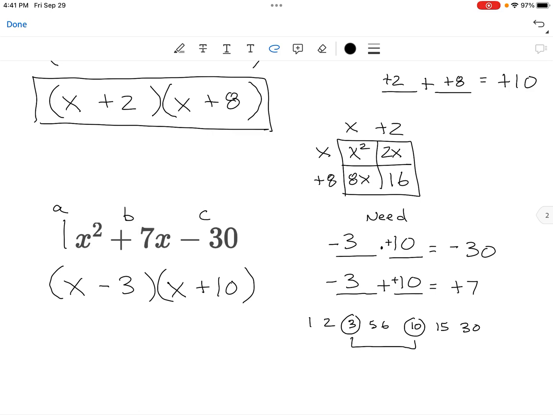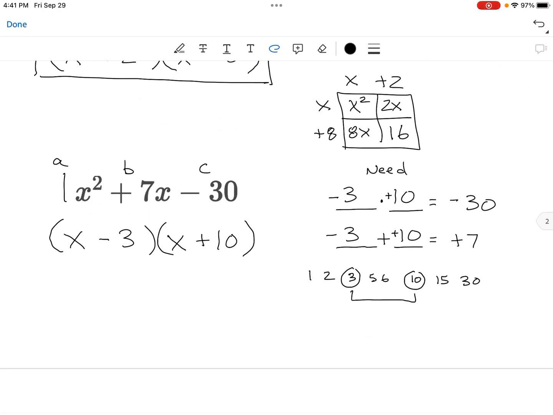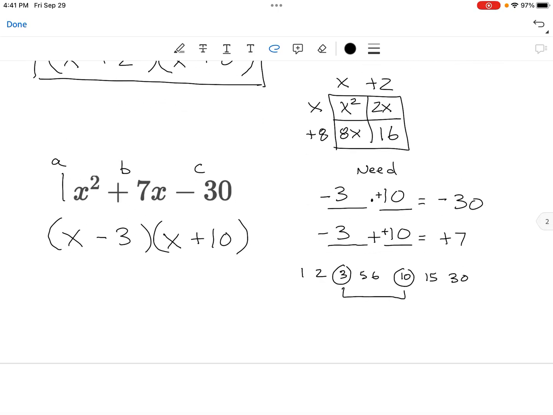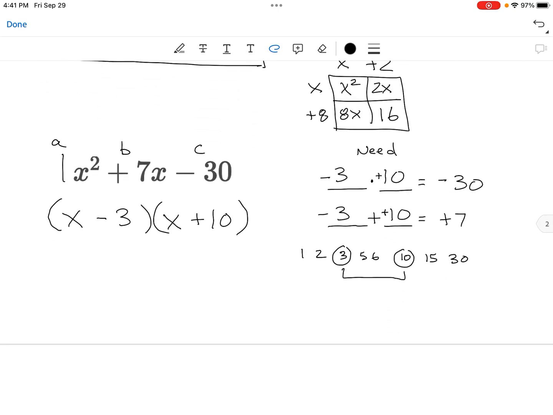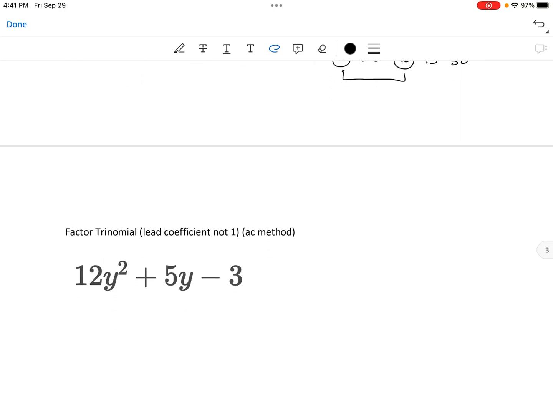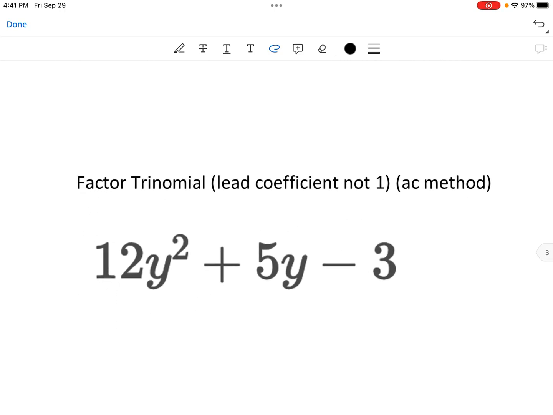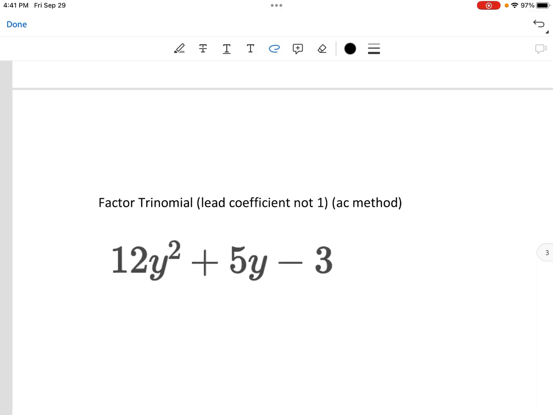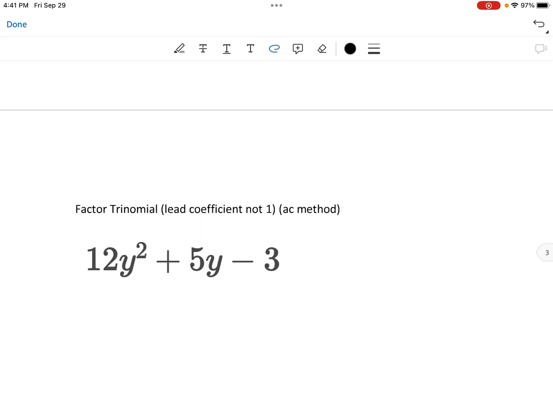If you were to FOIL those or do the box method, just like we did earlier, you should see that this does multiply out to give you an x squared, a 7x in the middle, and a minus 30. All right, so that's factoring trinomials where the lead coefficient is a 1. What happens if the lead coefficient is not a 1? Maybe it's a 2 or a 3. In this example, it's a 12. But I'm going to end this recording, and I'll try some of that.